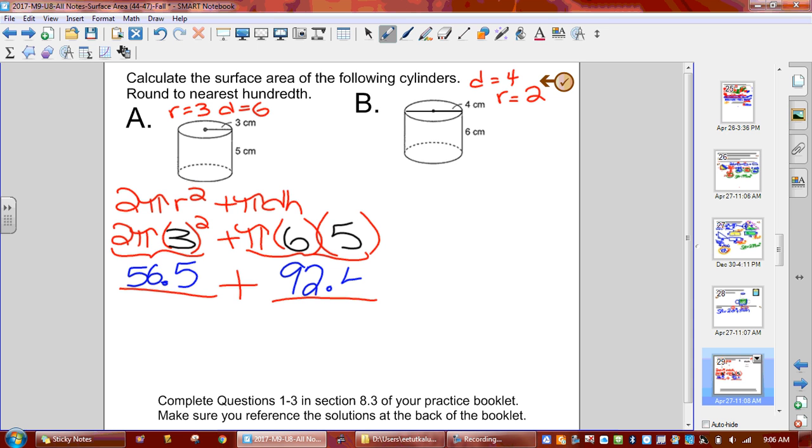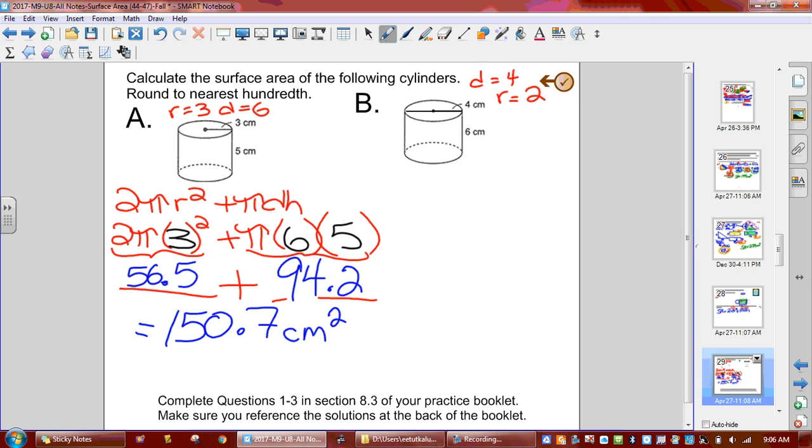Wow, that's funny. I totally mixed up those numbers. Okay, 94.2. All right, I have them backwards. Now we're going to add them together. That's going to give us 150.7 centimeters squared.